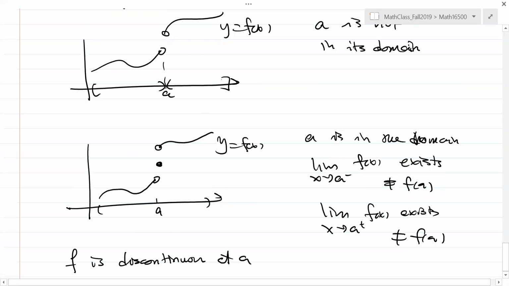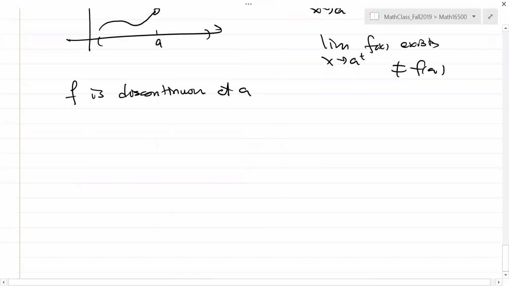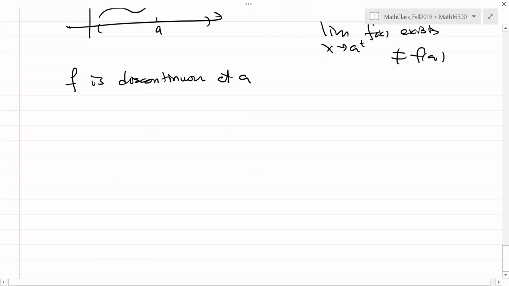So when you want to prove the function is continuous at A, three conditions must be met. First, f of A is defined. Second, the limit should exist. Third, they must be equal. If the limit does not exist, or they do not equal, then it is still discontinuous. Okay, so here's an example. f of x equals (x squared minus x minus 2) over (x minus 2).